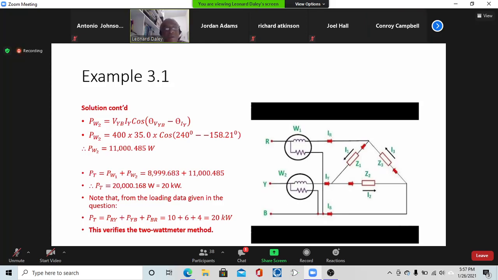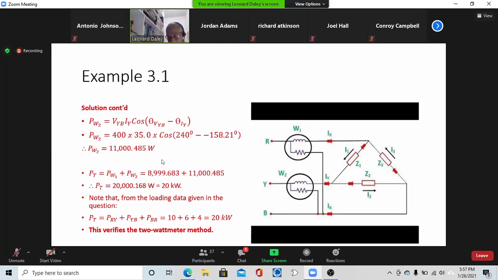Right. It's within the sequence, right? Yeah, this one is VYB. And we had defined what YB was already. Yes. We had 400 at angle 240. All right. Yes, sir. Right.